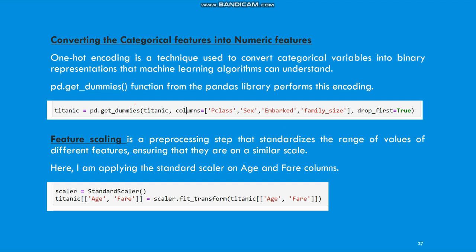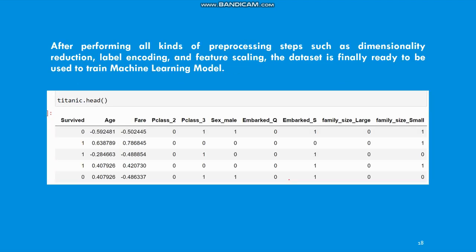Next is converting the categorical features into numerical features. Logistic regression wants all the features in numeric type, so we are going to convert these features into numeric ones by encoding them. Feature scaling is the pre-processing step that standardizes the range of values in the different features, ensuring that they're on a similar scale. We'll see how feature scaling works. After performing all the pre-processing steps, this is our final dataset, which has all the pre-processing done on it.